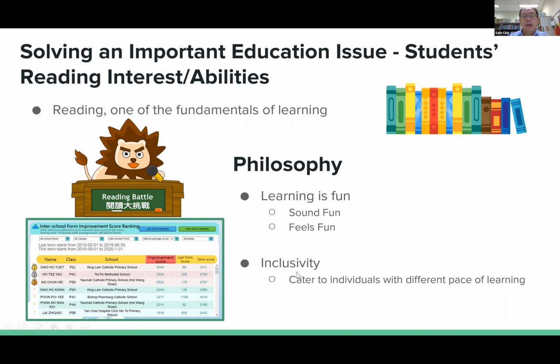And also I try to be inclusive, in the sense that the platform tries to cater to students with high ability as well as those who can only learn a lot slower, by creating another leaderboard, that is the improvement leaderboard.